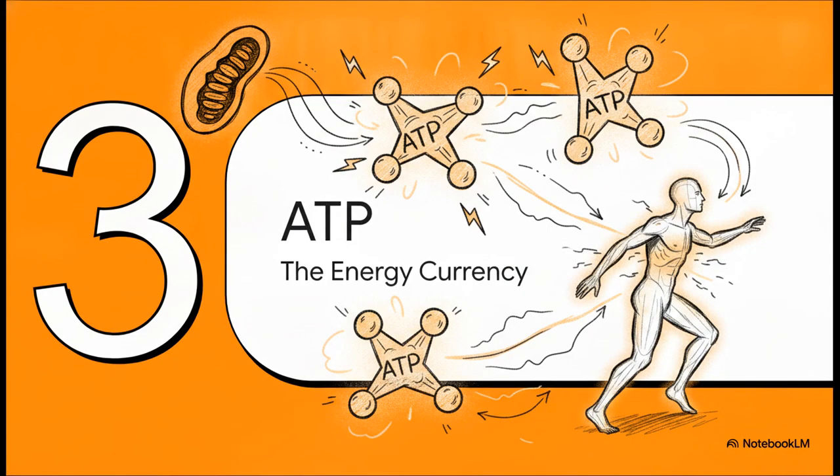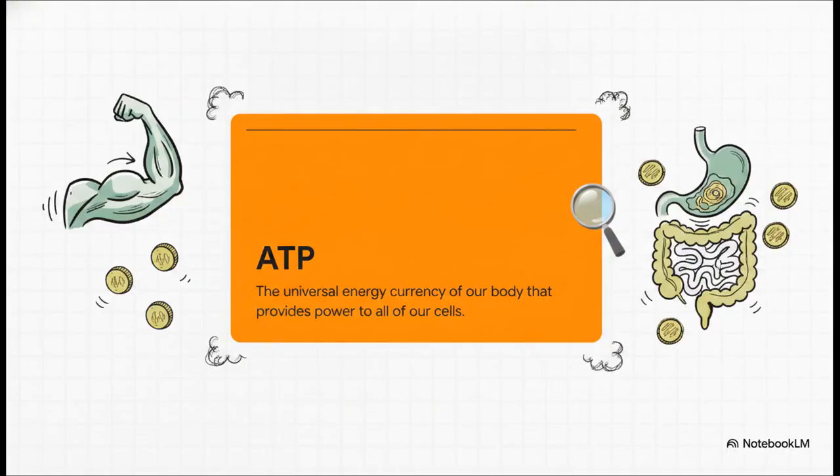Which brings us perfectly to Section 3, ATP, the energy currency, because honestly, regardless of which pathway your cells take, the ultimate goal is always exactly the same, releasing energy to power your body. So the crucial thing to grasp here is how that energy is stored. It isn't just floating around randomly. It is beautifully, efficiently packaged into ATP, or adenosine triphosphate.